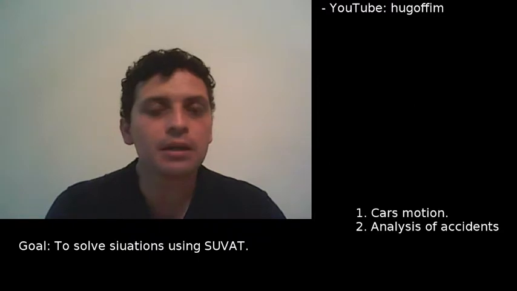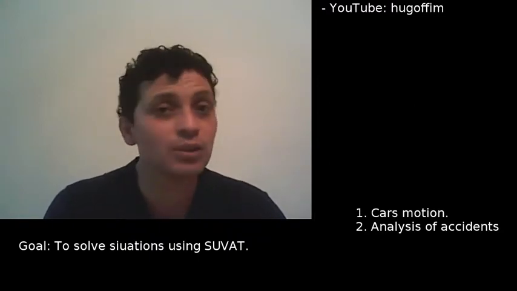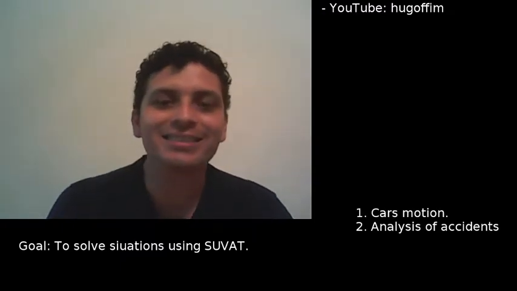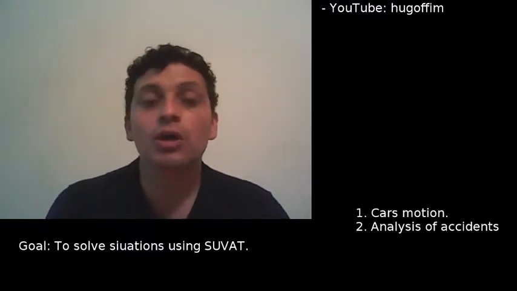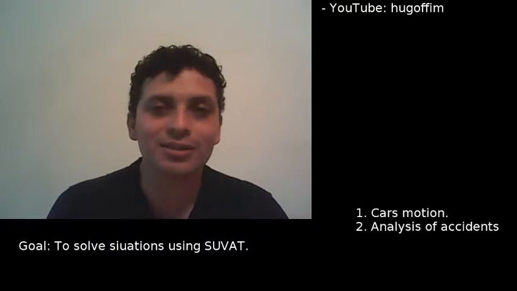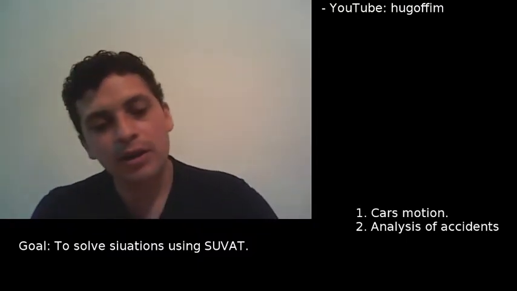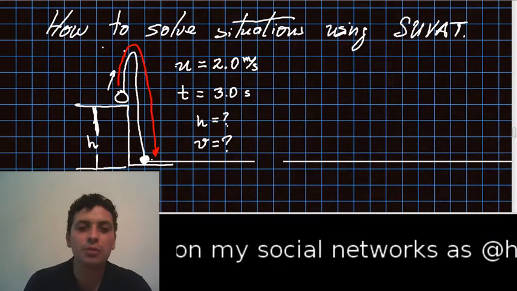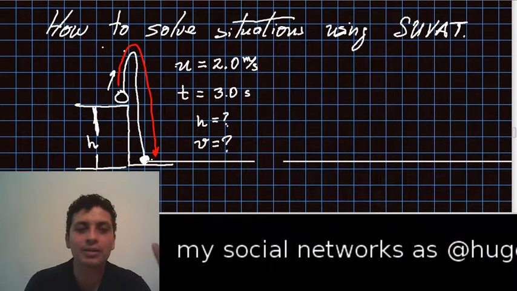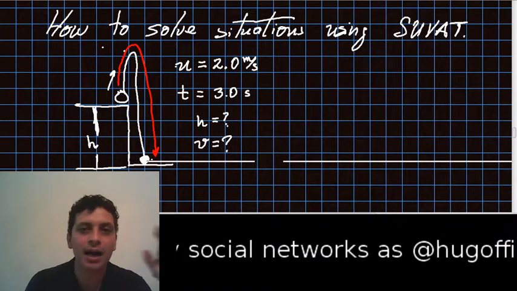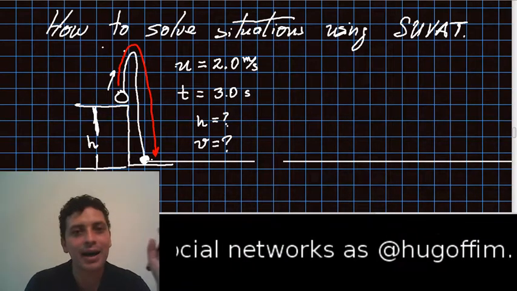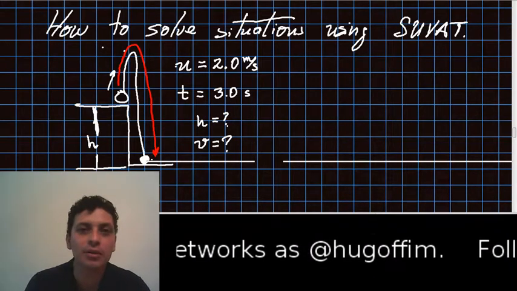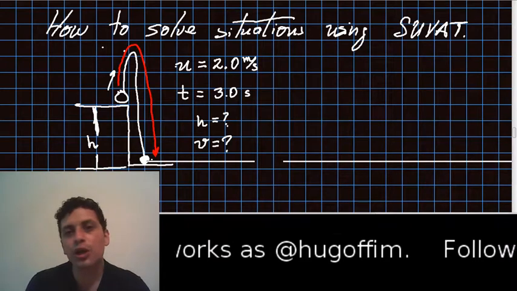So we're going to solve a situation using Suvat equations as an example, so you can test the strategy in order to solve situations using Suvat. So let's go. I want you to check the following information. Imagine that you have a ball at some height h, and I throw the ball up at 2 meters per second.